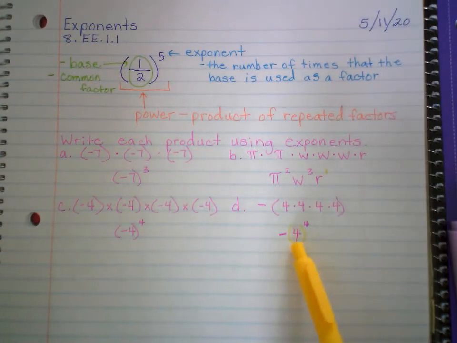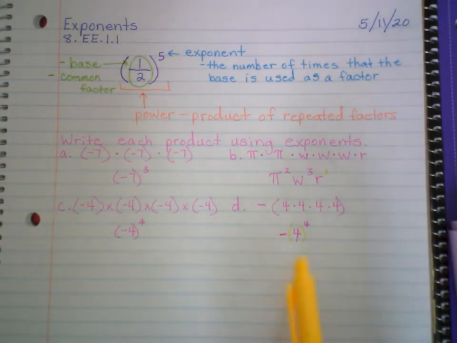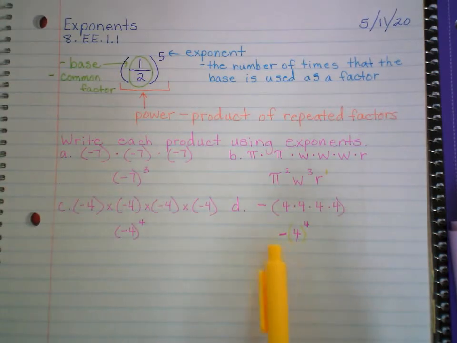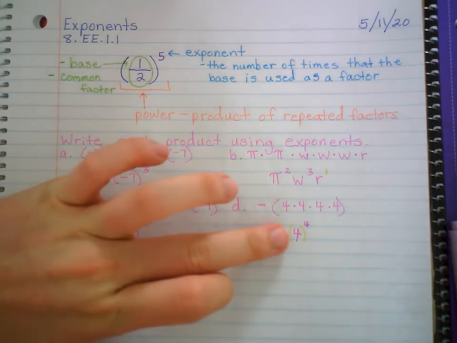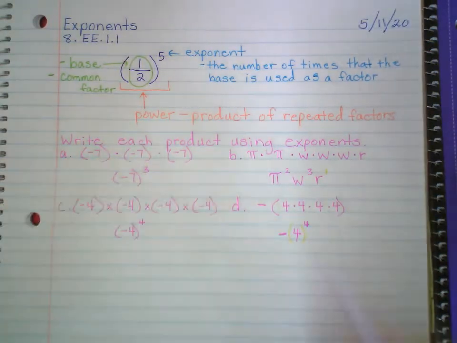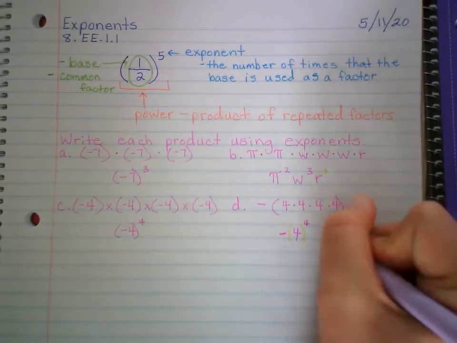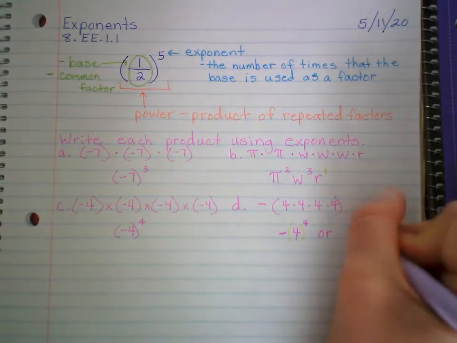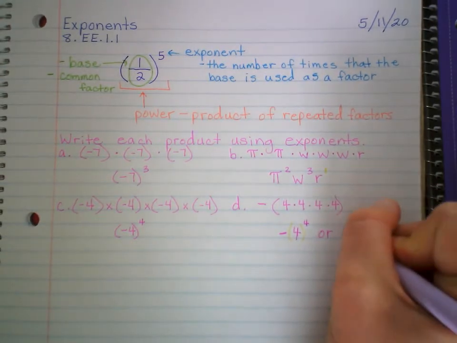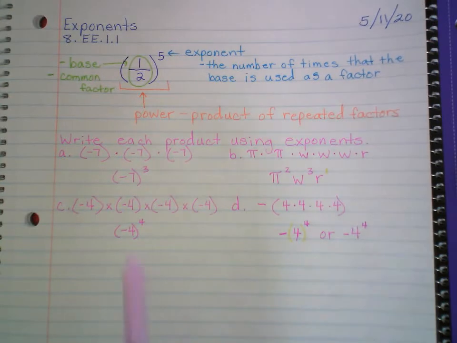So the parentheses are optional. But if you're going to use the parentheses here, you have to know that the negative sign is out front, because 4 is being multiplied by itself 4 times and then negative. So that's the right answer. Or you can just put 4 to the 4th with the negative. If the negative is not in the parentheses, then it's not part of the base.